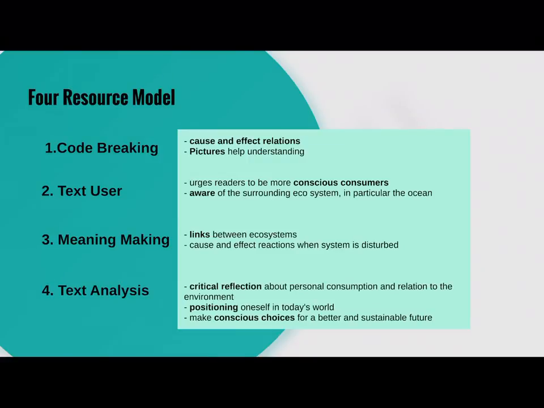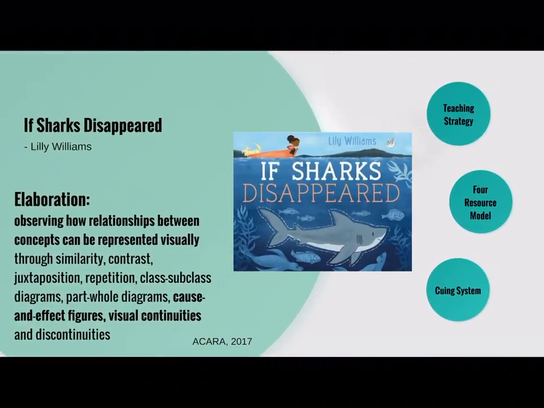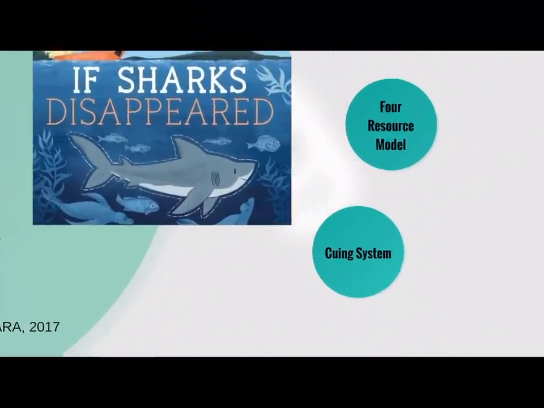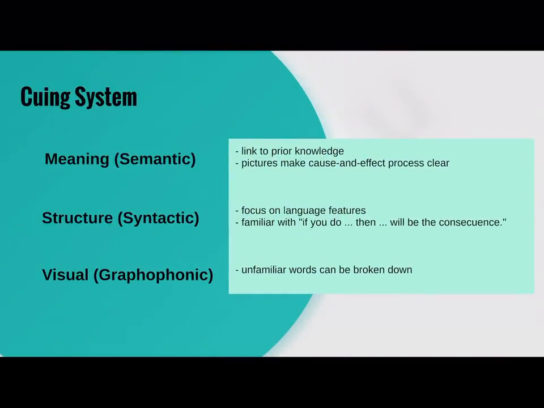In terms of meaning making, the book makes the links between the ecosystems very clear and helps readers understand what happens when delicate systems are brought out of equilibrium. The cueing systems students would use when working with this book in terms of semantics would mainly be the pictures. In terms of syntactics, students would be able to connect to familiar phrases such as, "If you don't clean up your room, then you will be grounded," which is a very simple cause and effect reaction.